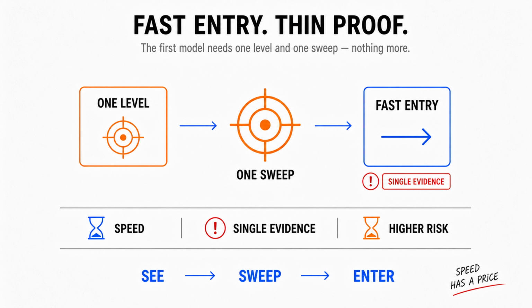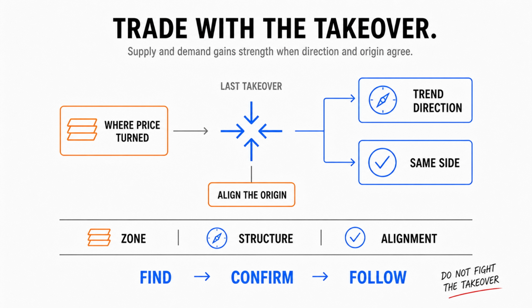That first model is the leanest of the 5. It asks for one level and one sweep, and it puts you in the trade fast. Speed is its edge, and also its price, because you are entering on a single piece of evidence. So let us raise the standard.